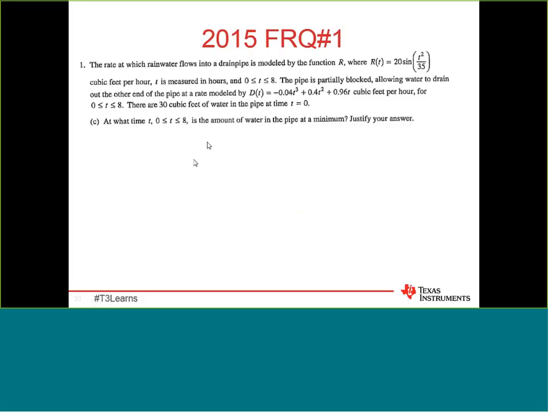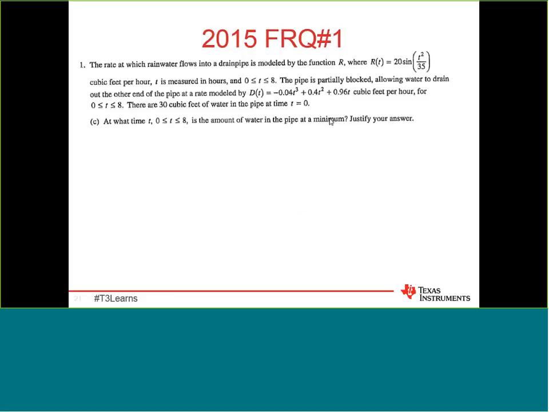The last part I'm going to talk about here is, at what time between 0 and 8 is the amount of water in the pipe at a minimum? Justify your answer. A lot of times students see this question and they panic because we've been doing integrals here. And you just remind them, hey, in calculus, how do we find the minimum value of a function? Well, minimum values occur at critical numbers. What are critical numbers? Critical numbers are when the derivative of a function is 0 or undefined.